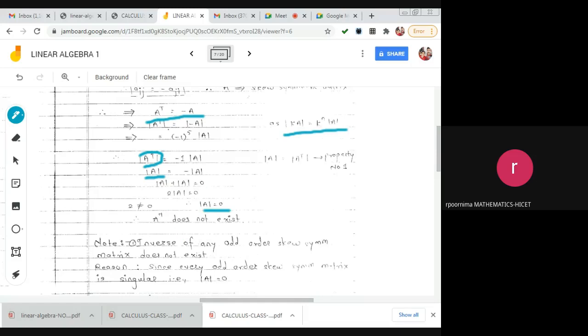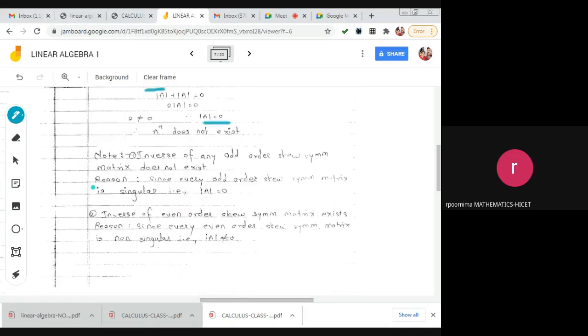So the note: inverse of any odd order skew symmetric matrix does not exist. Reason, since every odd order skew symmetric matrix is singular. Okay, that is, determinant A is 0. Then inverse of even order skew symmetric matrix exists. Reason, since every even order skew symmetric matrix is non-singular. Okay, that is, determinant A is not equal to 0.